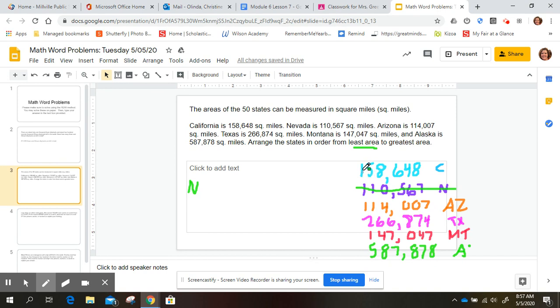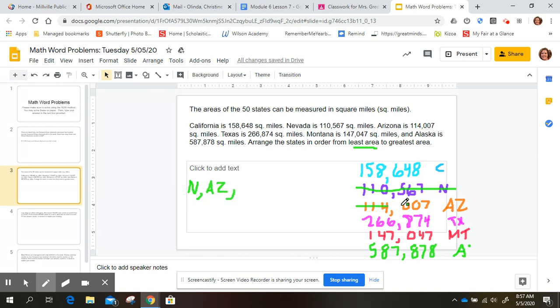I'm still looking for the least, so I'm looking in the ones that have a 1 in the 100,000 spot. And I realize that it's 1, 1, 1 again. So I go to the next spot in the 10,000s, and that would be a 5, a 1, and a 4. And the least would be the 1. So that would be Arizona with 114,000. So I'll put an A next for AZ for Arizona.